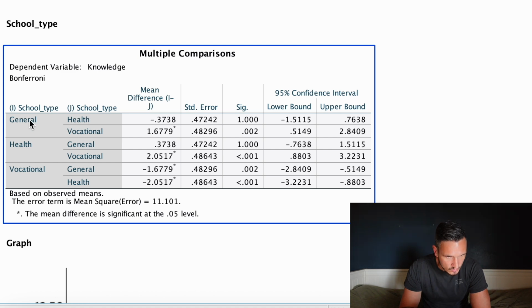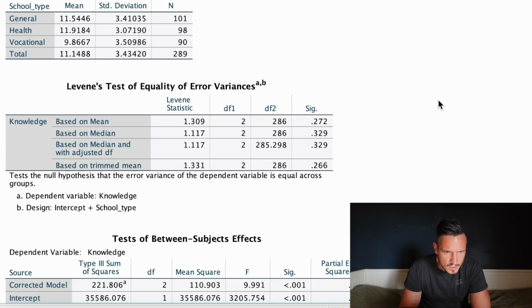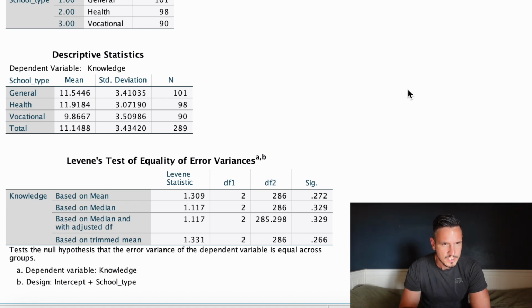However, between general and vocational, we have a sig value of less than 0.05. And between the health school and the vocational school again, we have another value below 0.05, indicating that there's a significant difference between those two types of school in terms of the student's ability to evaluate health claims. So that's essentially how we interpret the results. We also have some means and standard deviations here, but let's take a look at how to report the results, and we can take a look at these means a bit more closely then.